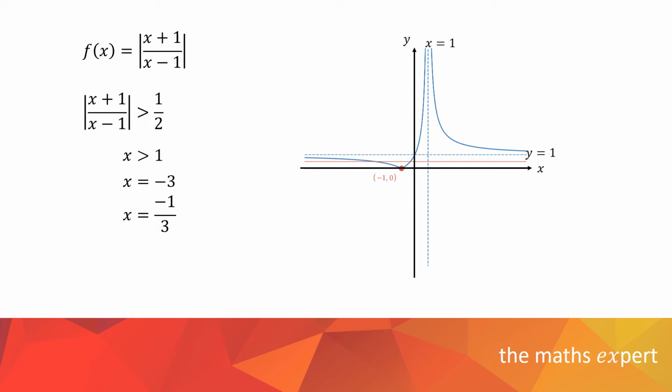We can now form our two inequalities that we can see on the graph. Notice how x is less than 1 but greater than minus 1 over 3 is separated from x is greater than 1, as we need to keep x equals 1 out of the solution, as it is not part of the domain of the function.